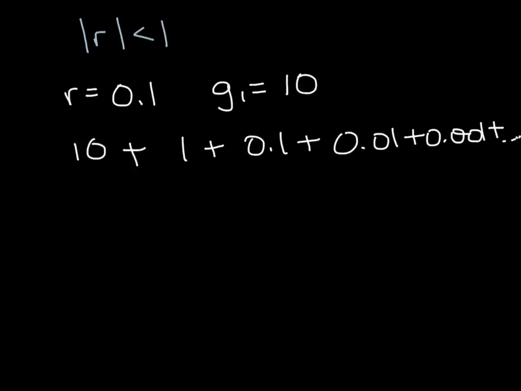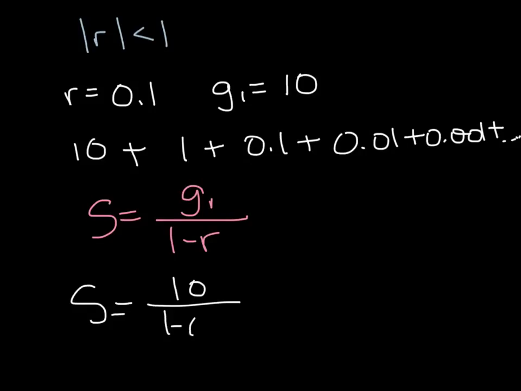And this allows us to write a formula for the sum of these series, which turns out to be g1 over 1 minus r. So in our example here, our sum would just be equal to 10 over 1 minus 0.1, or 10 over 0.9, or 100 over 9.